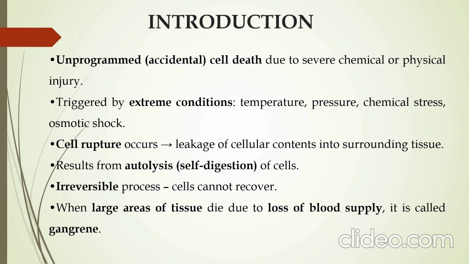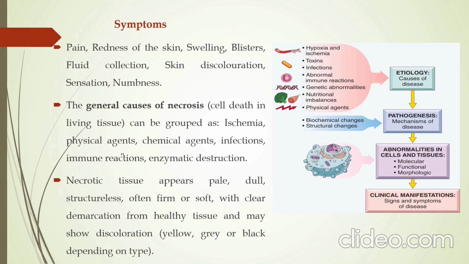It cannot be reversed when large areas of tissue die due to a lack of blood supply. The condition is called gangrene. Symptoms of necrosis include pain, redness of the skin, swelling, blisters, fluid collection, skin discoloration, and loss of sensation and numbness.